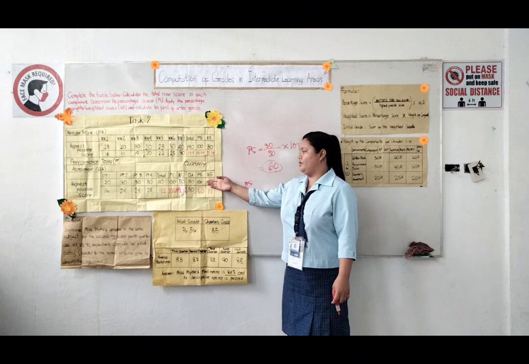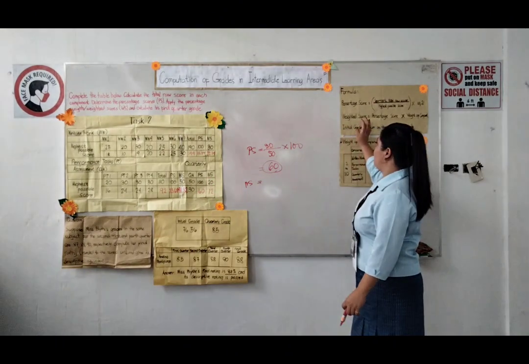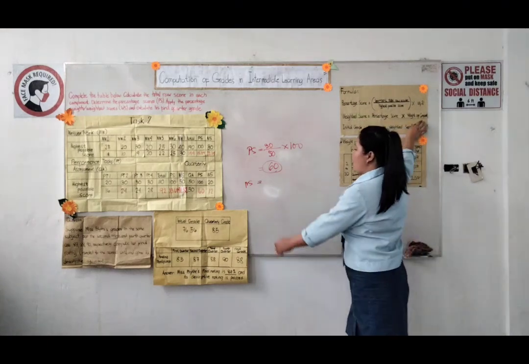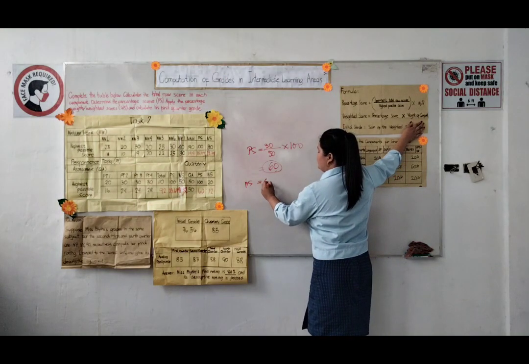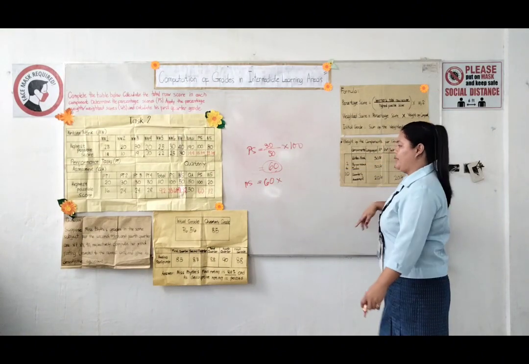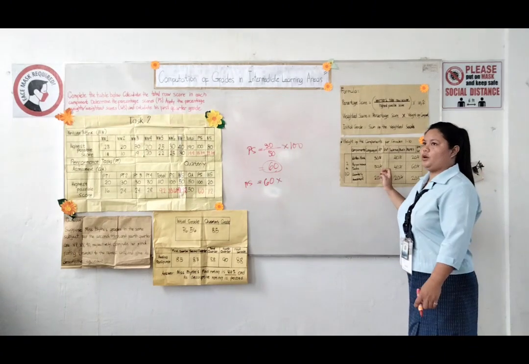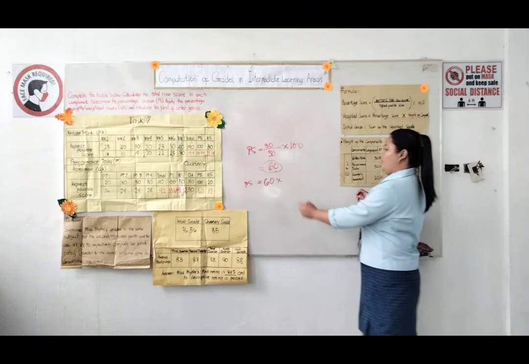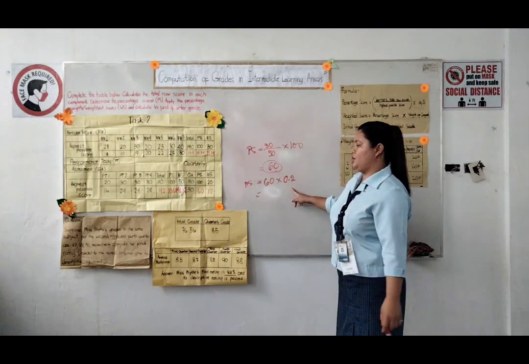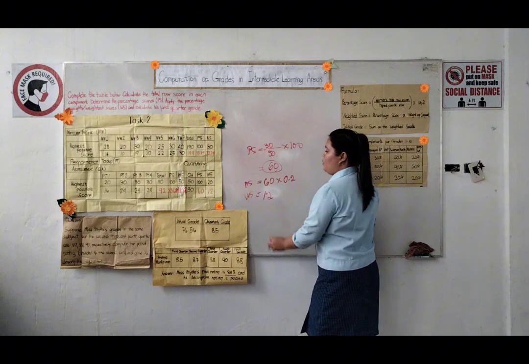Next, we need to get the weighted score. The formula is weighted score is equal to percentage score times weight of component. So the percentage score is 60 times the weight of component of quarterly assessment in Araling Panlipunan, which is 20%. So we need to convert it to decimal, so it is 0.2. So 60 times 0.2 is equal to 12. So this is the weighted score.